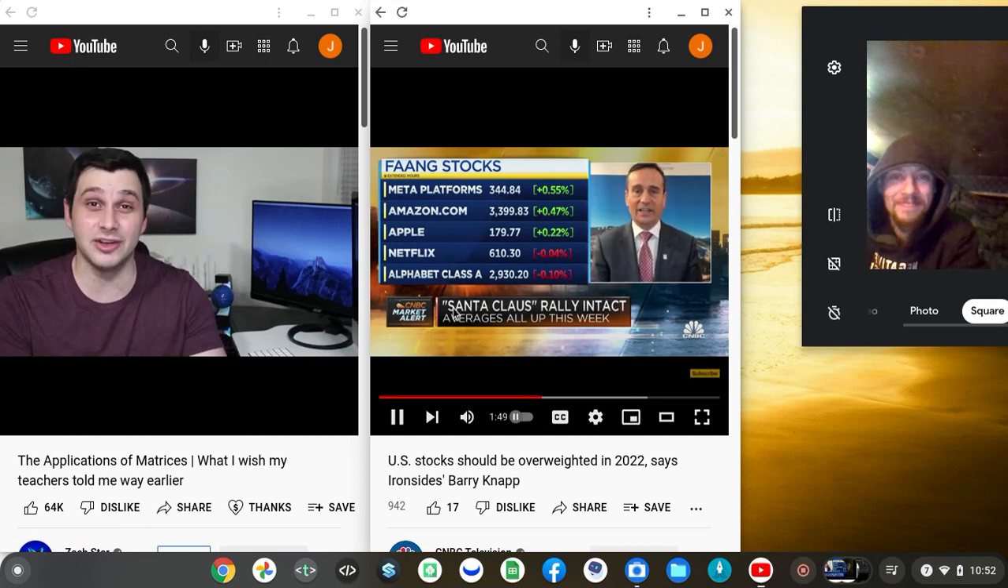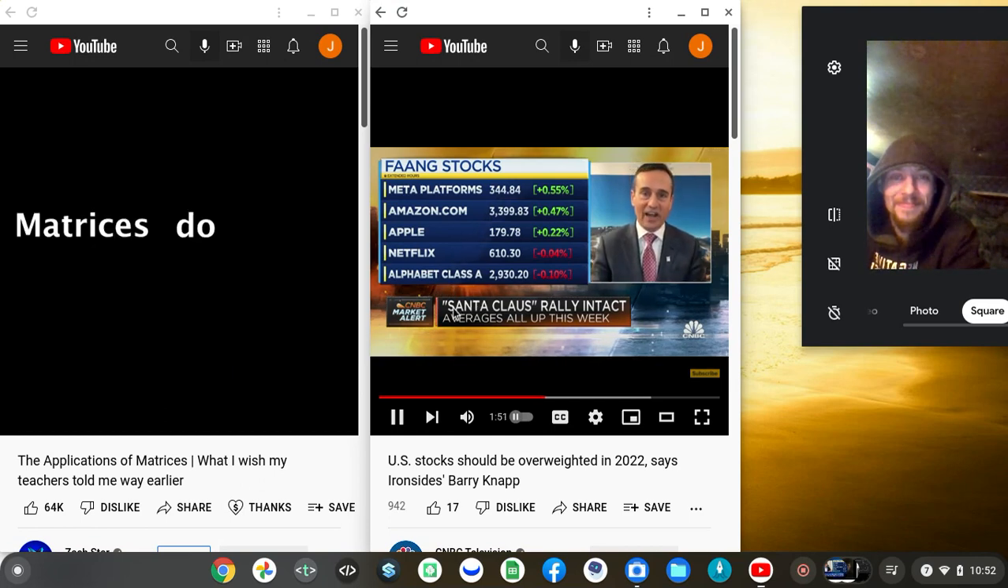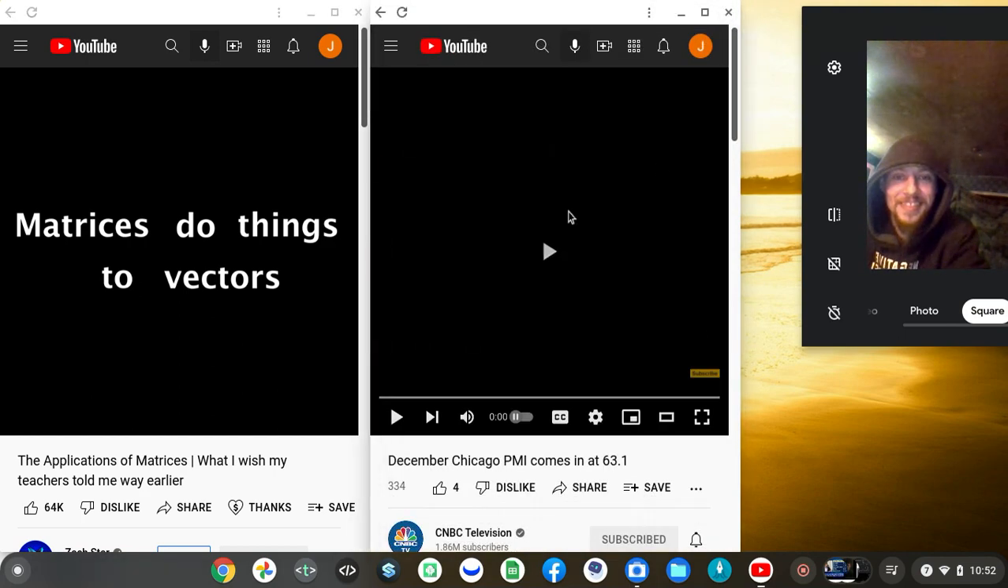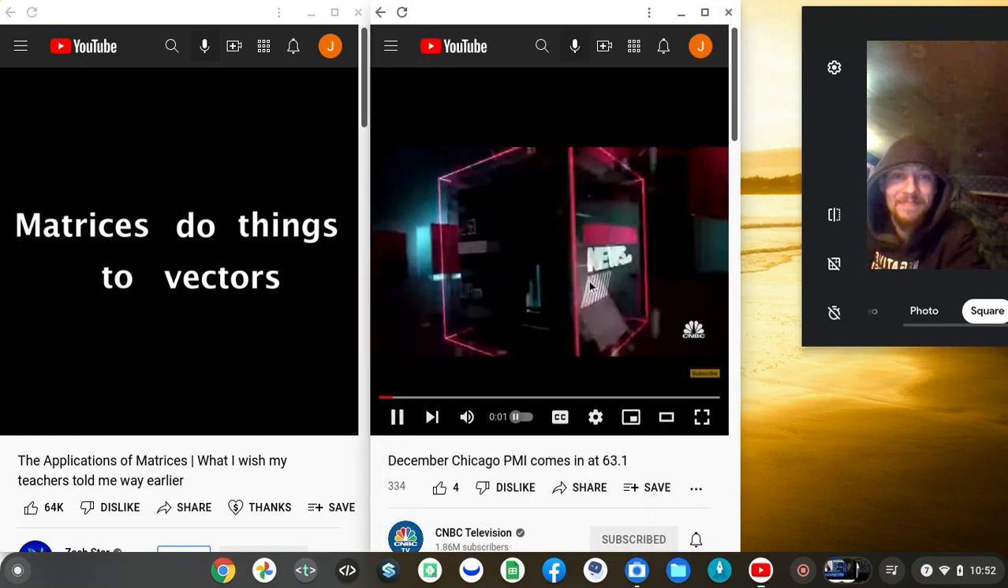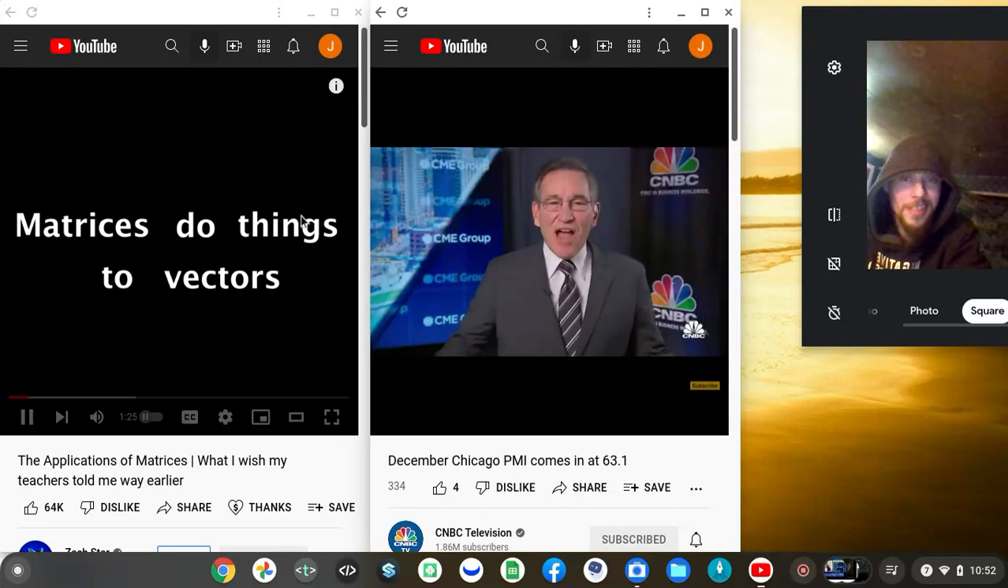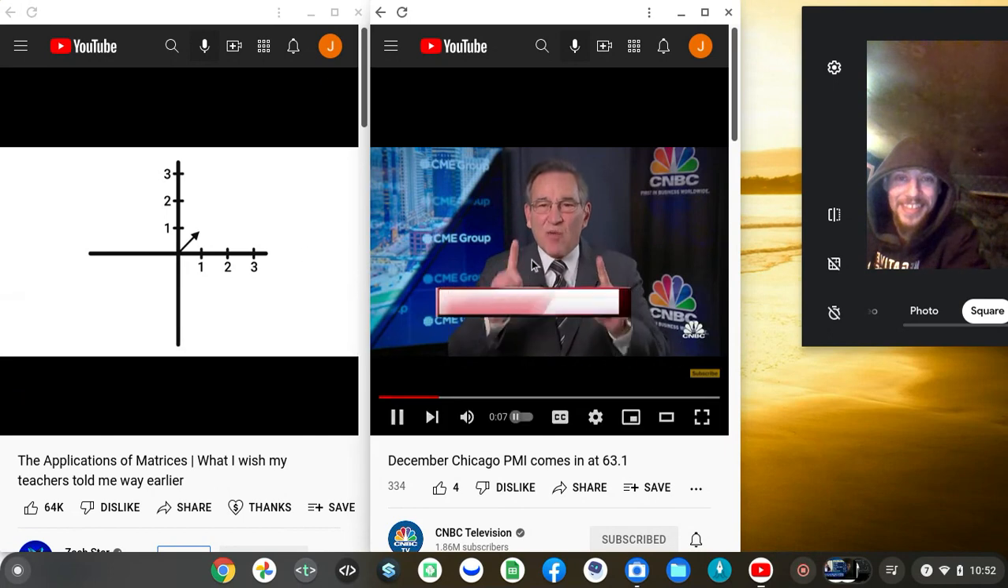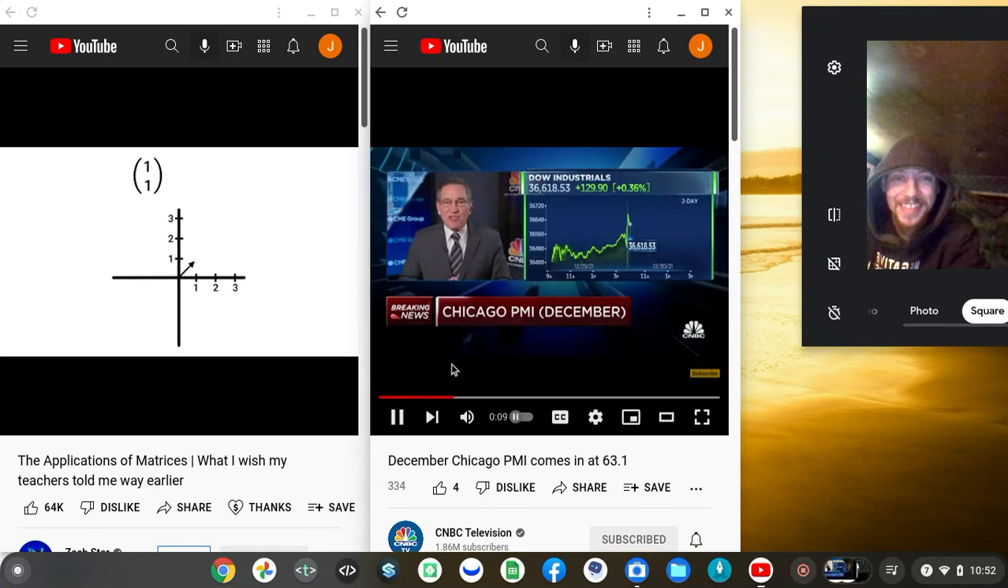But the first thing we need to realize is that matrices do things to vectors. Don't take this as a definition, because it's obviously not. But we do need to see what happens when we multiply a matrix by a vector. For example, a vector that starts at the origin and ends at (1, 1) can be written in matrix form as shown.